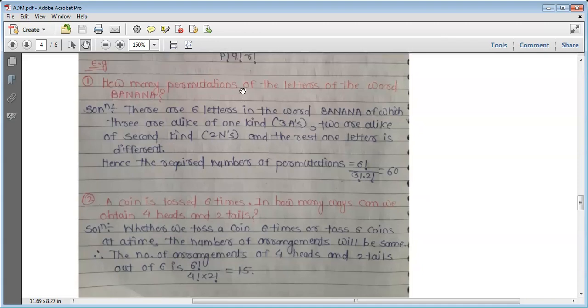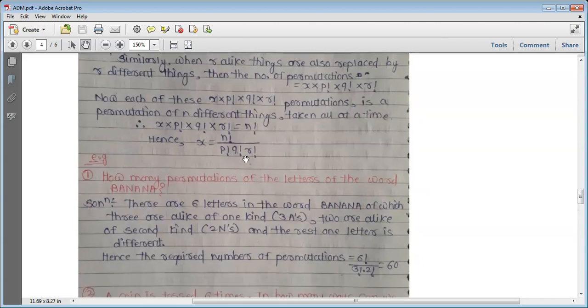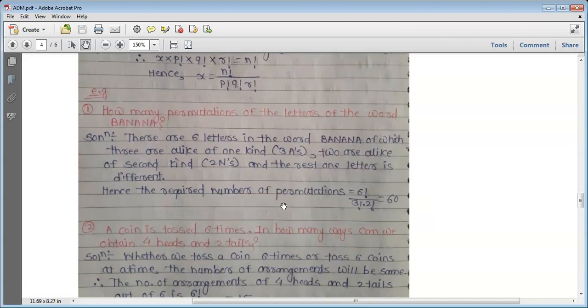Now according to the above point, x is nothing but n! upon p! × q! × r!. As there are 6 letters, n is 6. Let us take p as a and q as n. p is 3, since there are 3 a's in this word, and q is 2, since there are 2 n's present. The required number of permutations is 6! upon 3! × 2!, where 3 is p and 2 is q, which is nothing but 60.